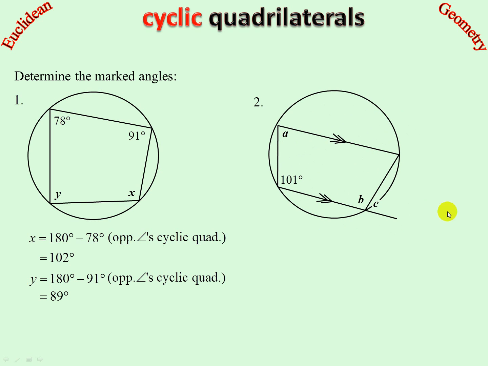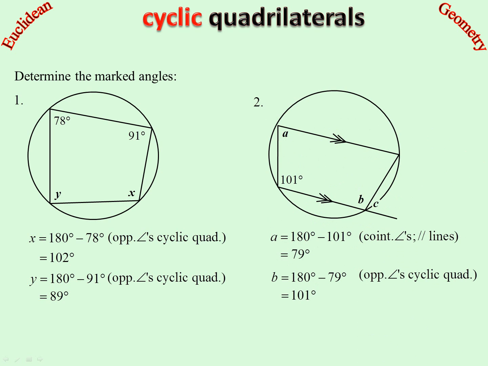Right. This one here, A adds up with B to give 180, but we don't know B. So does A combine with anything else? Yes, A adds with 101 to give 180 because these are co-interior angles and the lines are parallel. Note, we have to state the parallel lines. That means it's easy enough to find B now because we have its opposite angle in a cyclic quad. And grade 7 geometry tells us to find C.